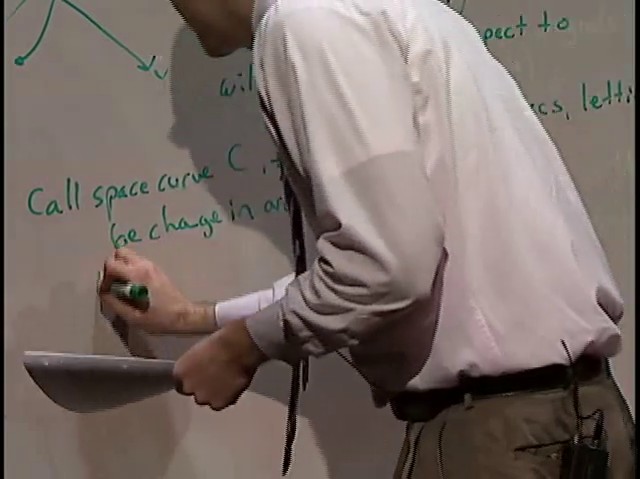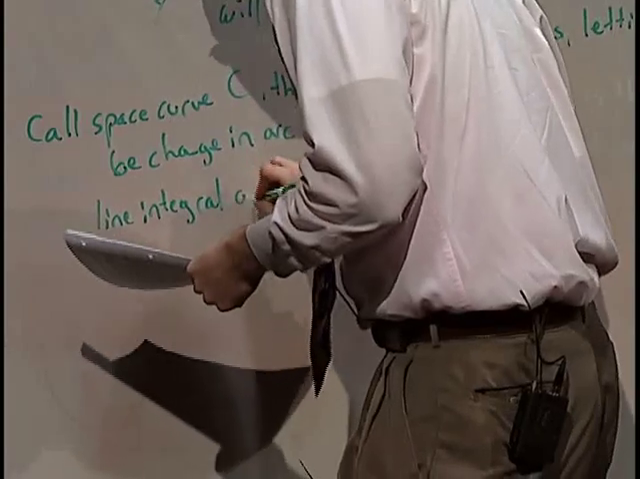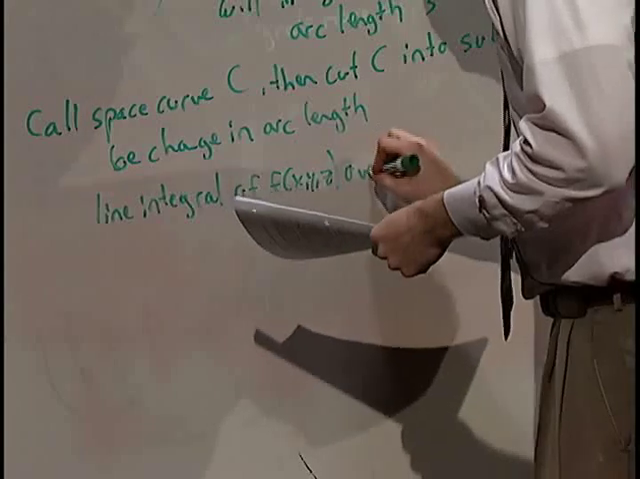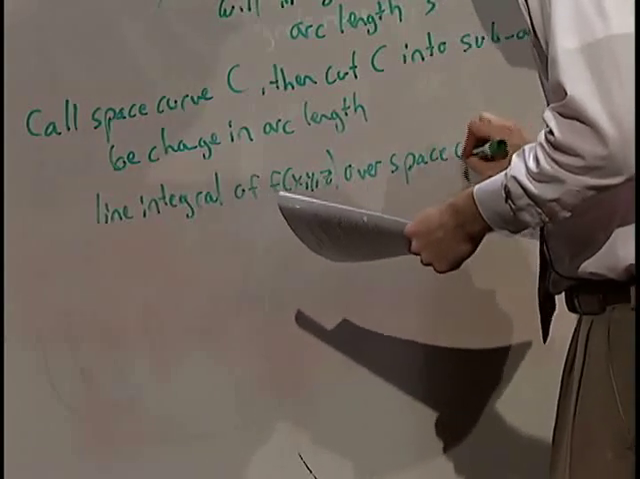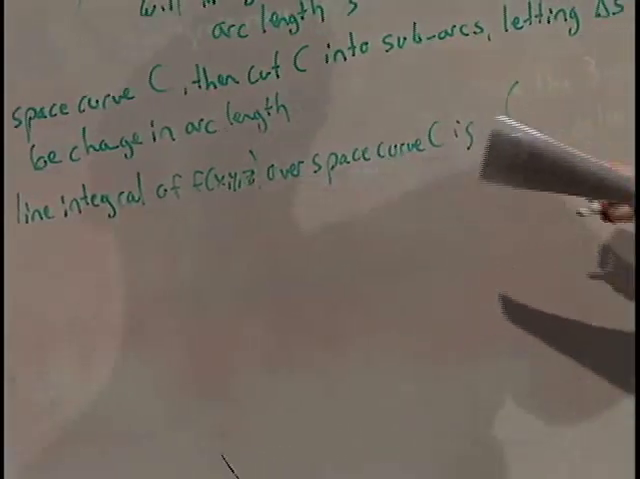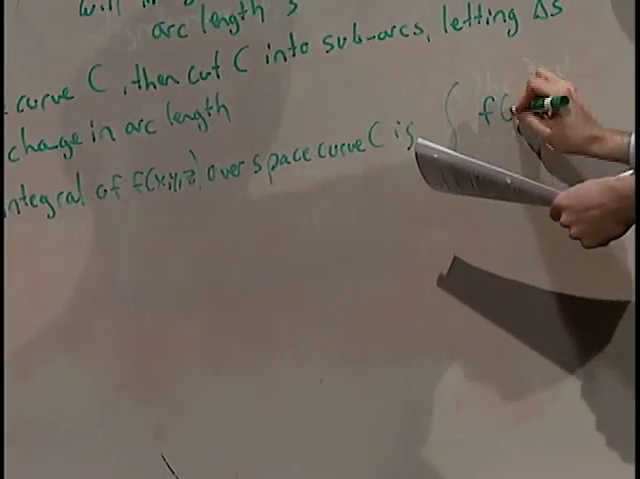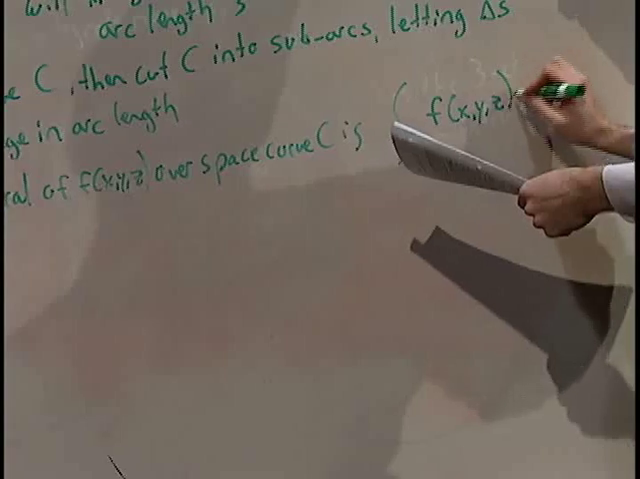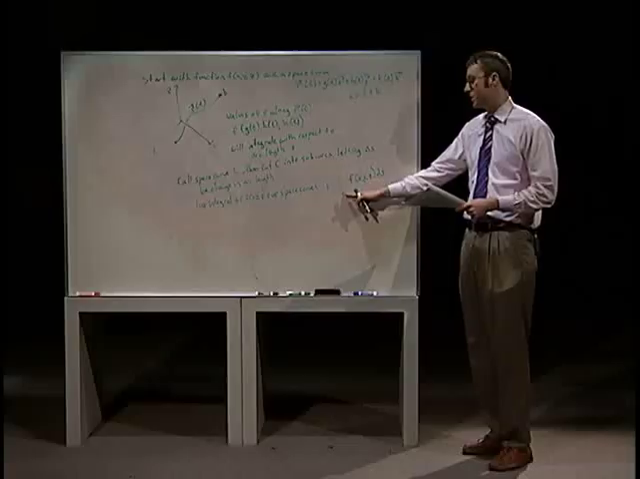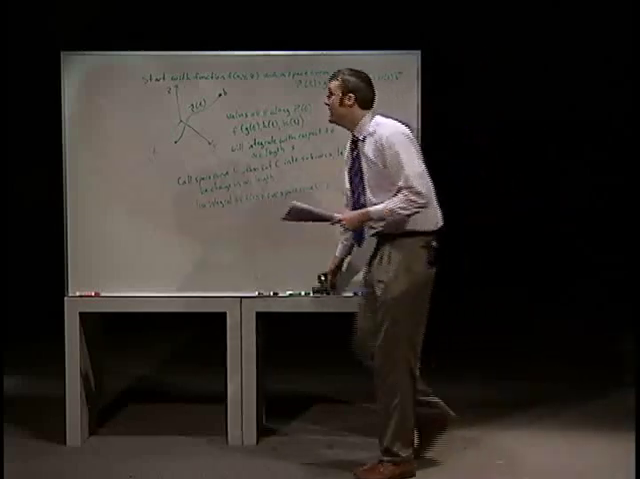And so as a consequence, the line integral of a function f of x, y, z over the space curve C is written as follows. So we have the integral over C, so there's the space curve, f of x, y, z ds, with respect to arc length. So that's the notation for the line integral. Okay? Okay, so a couple more details about this.